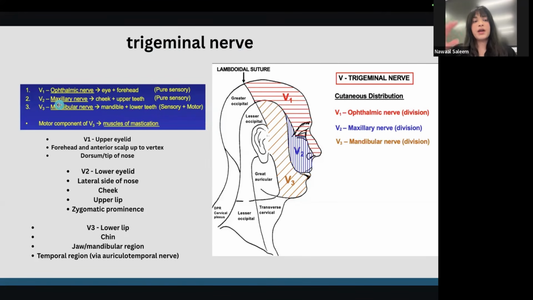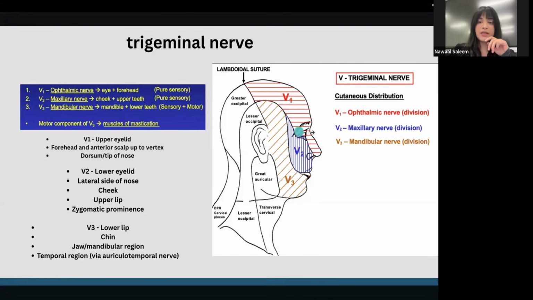So we start off with the trigeminal nerve. The trigeminal nerve has 3 divisions. We have V1, V2, and V3. V1 is the ophthalmic nerve, V2 is the maxillary nerve, and V3 is the mandibular nerve. We've come across these multiple times in the past hour. And we're just going to see how this trigeminal nerve actually splits and courses through the face.